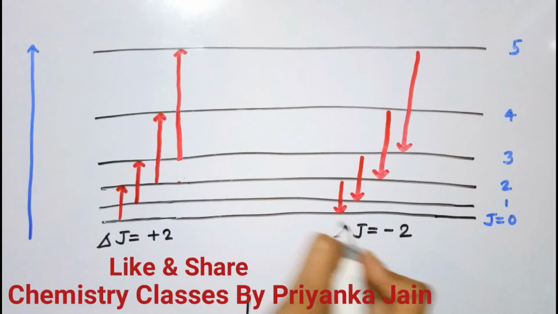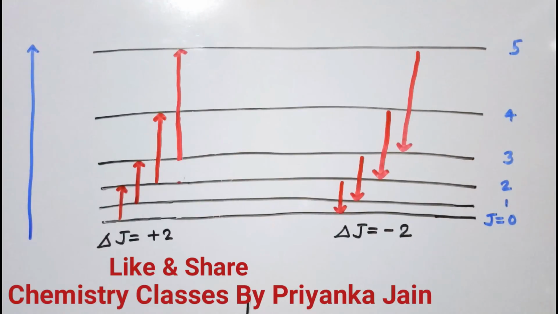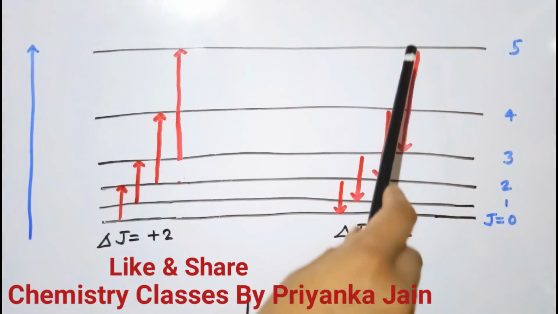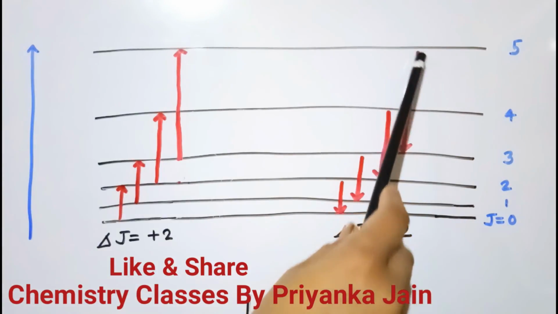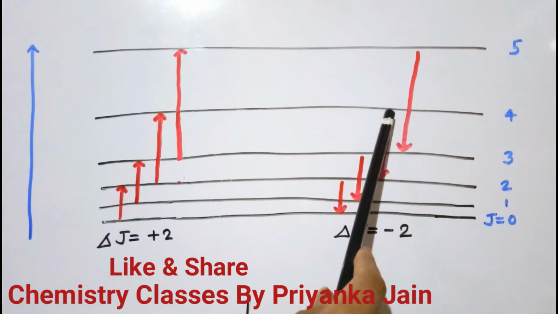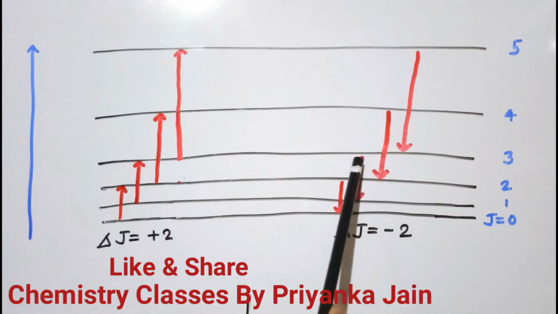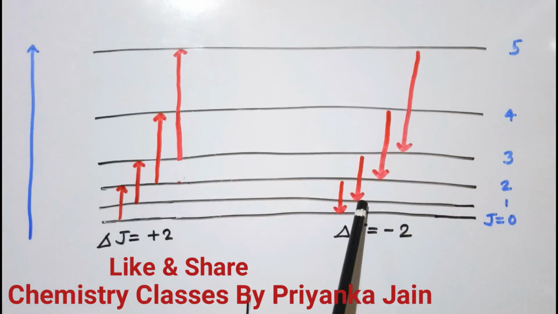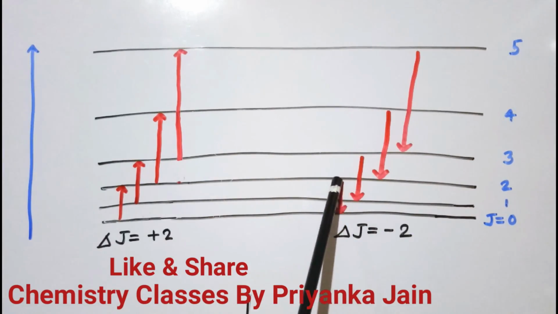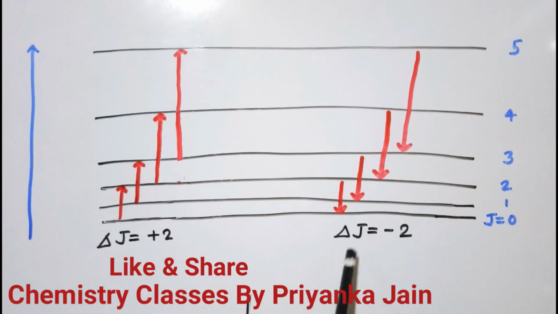Similarly, when the value of del J is equal to minus 2, the transitions will be opposite. It means the transition may be from J equal to 5 to J equal to 3, J equal to 4 to J equal to 2, J equal to 3 to J equal to 1, or from J equal to 2 to J equal to 0. So this will give rise to the anti-Stokes line.